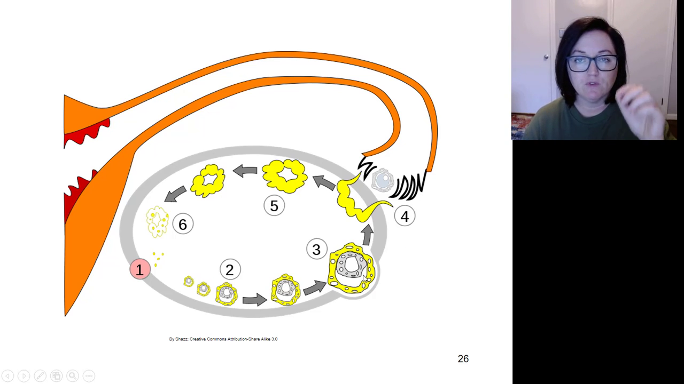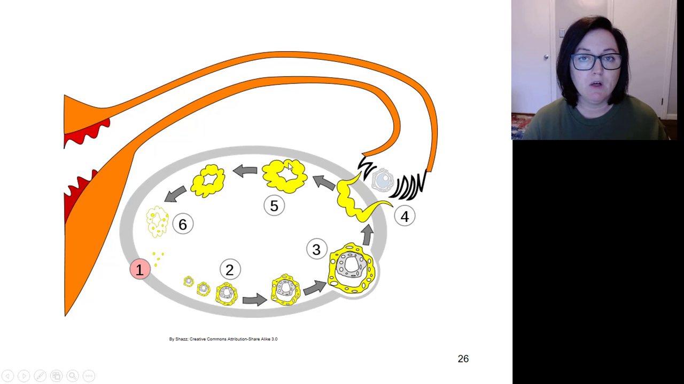Once the estrogen levels reach a peak critical concentration, that causes a surge in the hormone luteinizing hormone, which is also coming from the pituitary. The luteinizing hormone surge is what will cause ovulation to occur. After ovulation, steady levels of luteinizing hormone cause the development of the corpus luteum.